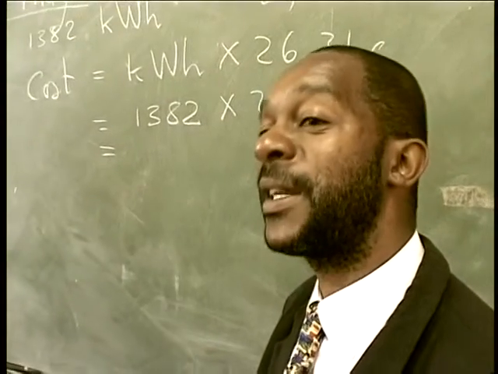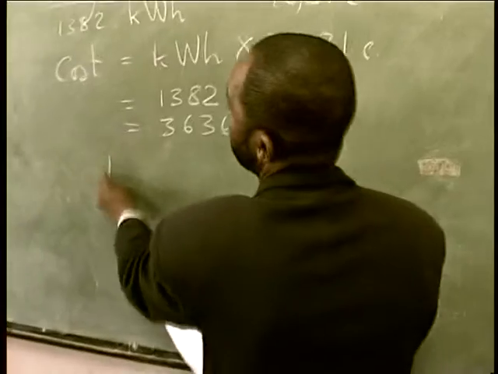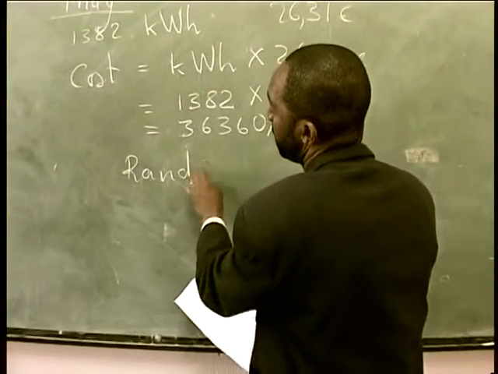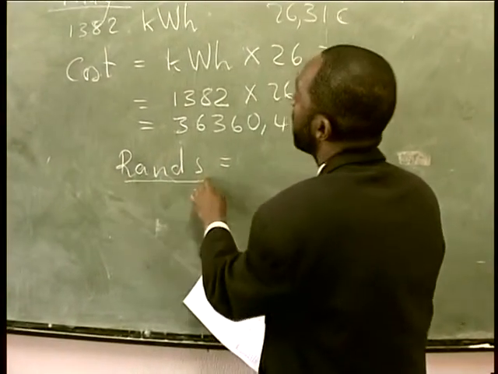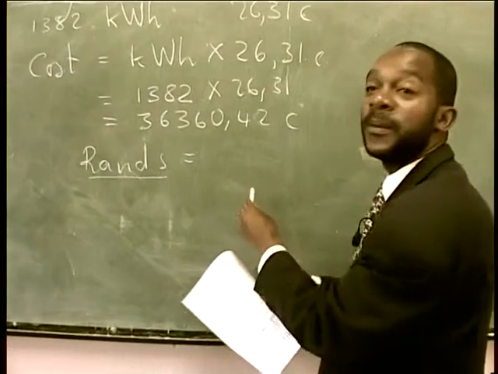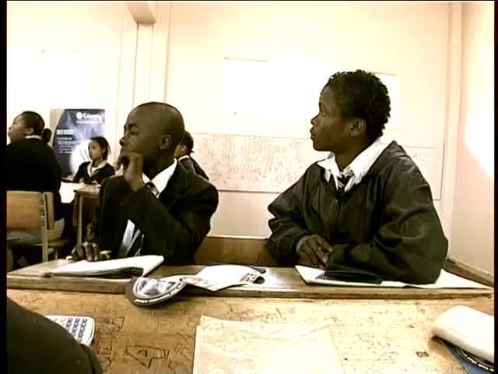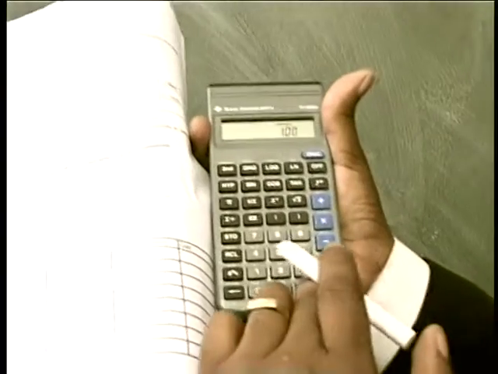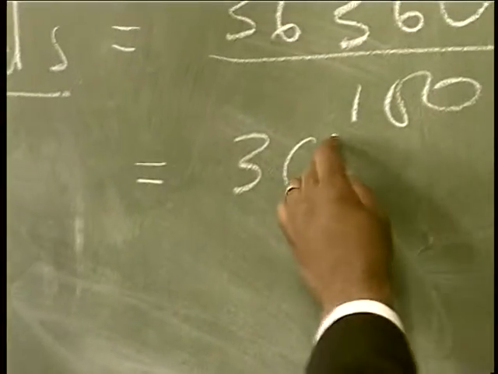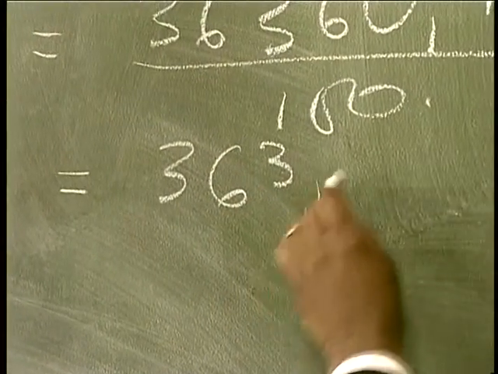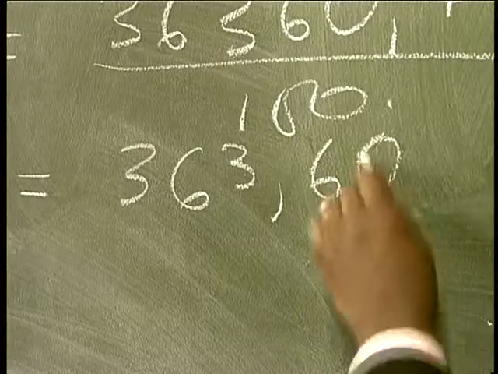The answer is 36,360.42. And what is that in? It's going to be in cents. If we have to convert it to rands, then in rands it becomes how much? We have to divide by 100. Now you can work it out with a calculator. It becomes 363.604.2, which is 363 rands.